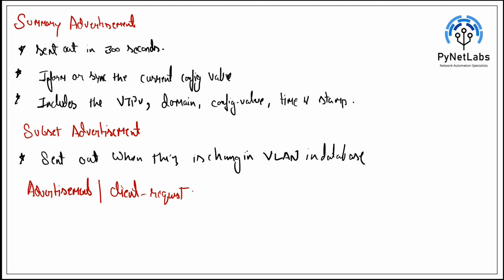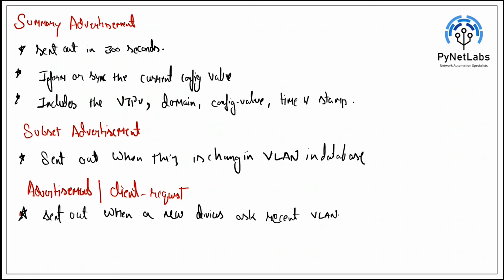So what is this client request? It is sent out when a switch requires the most recent copy of the VLAN database, like if you have some new device which is connected as a server. It is sent out when a new device asks for the copy of the most recent VLAN database.